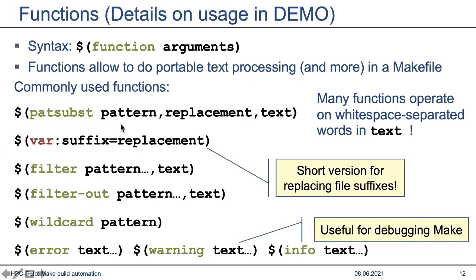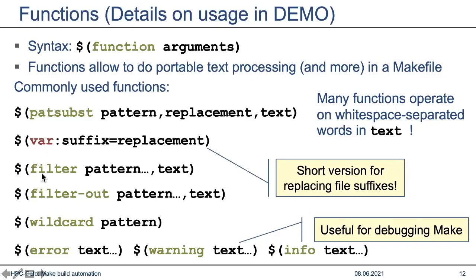So patsubst allows you, using a pattern, to match parts of the string in text and replace it with replacement. And we will see an example in the demo. And this is a special version for the task of replacing file suffixes. Because this is so common, you use this a lot in Make, you often need to replace file suffixes. Then there is this shortcut syntax where you have var :suffix equals replacement. And those are just the file endings, so the file types.